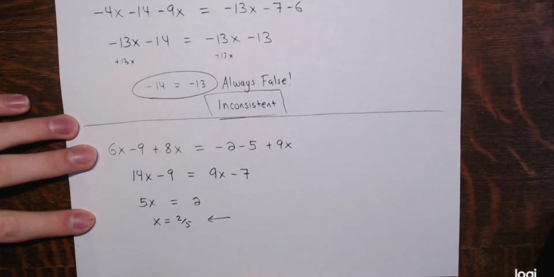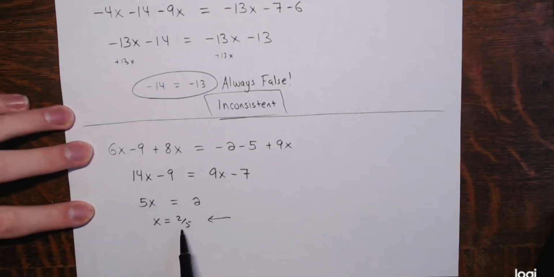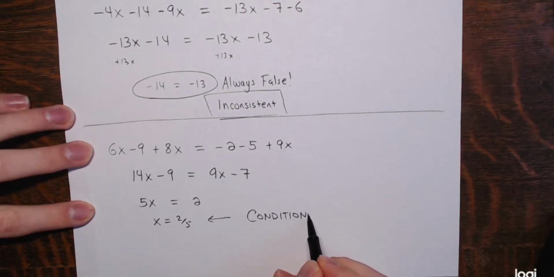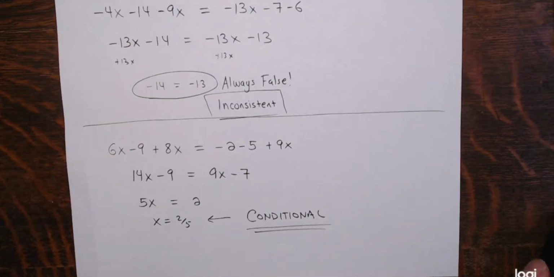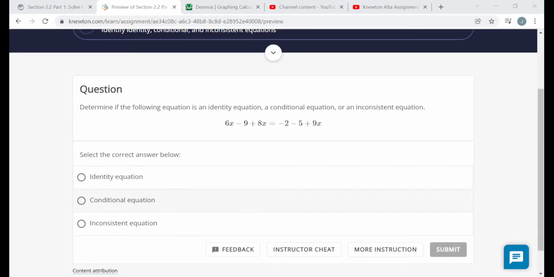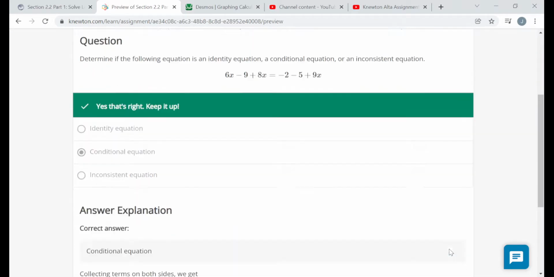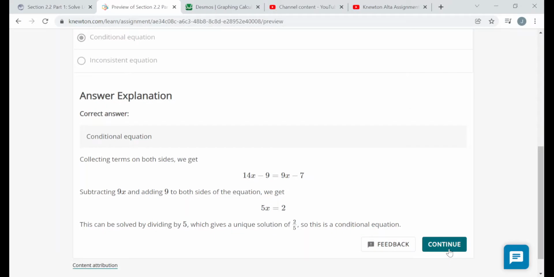So this equation is true for only certain values of x. So this would be called a conditional equation, right? Like the first few examples we saw in this video. It's only true for certain values of the variable. It's only true when x equals 2/5. Great.